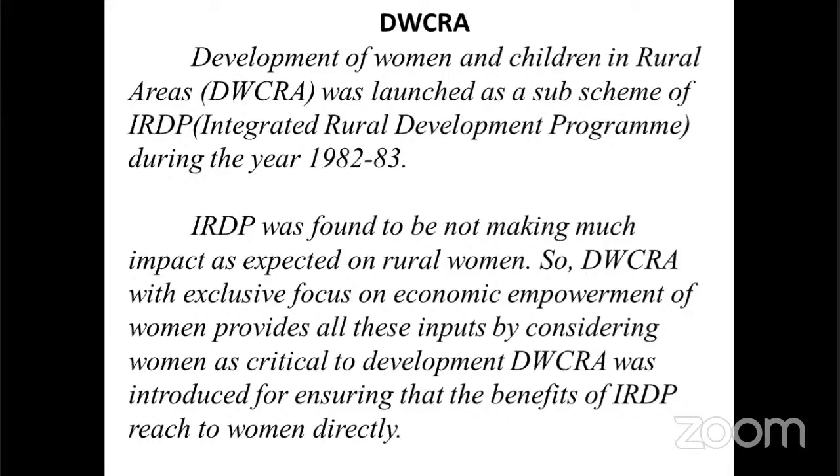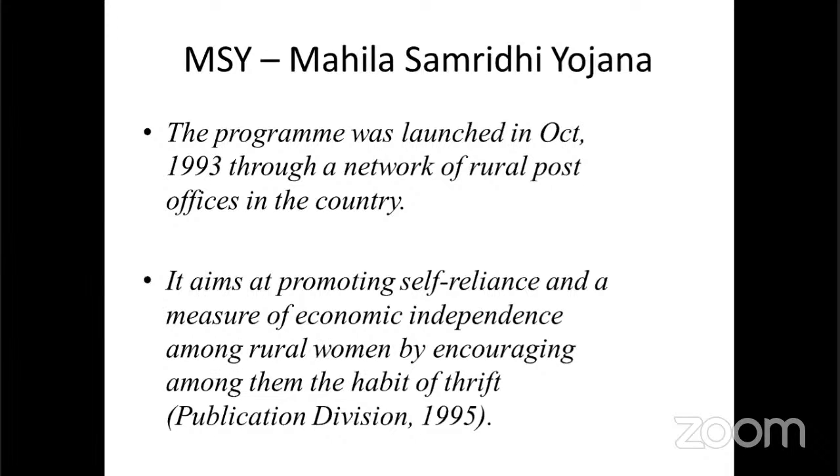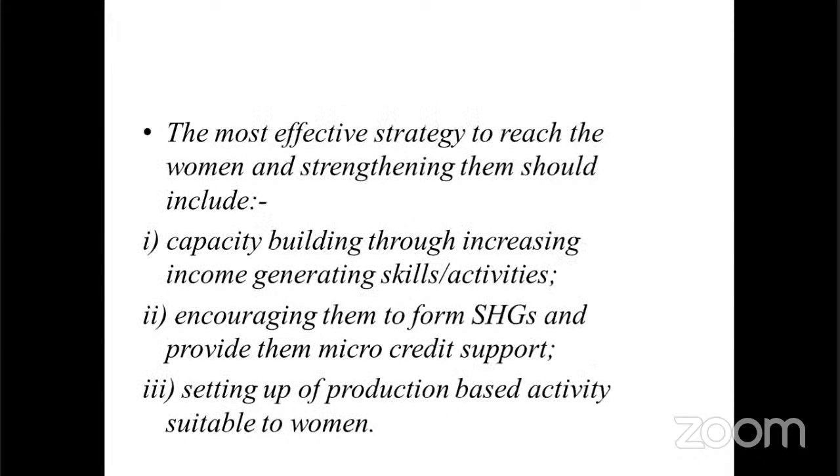Next one is DWCRA. DWCRA is a sub scheme of IRDP launched in 1982. I have already told you about DWCRA, please go through this. Next one is the Mahila Samriddhi Yojana, which was launched in October 1993. Through the post office and others, they can get the amount and form groups, that is self-help groups. They can give loans to the members of the self-help groups. It is a capacity building program, encouraging self-help groups and setting up production-based activities.